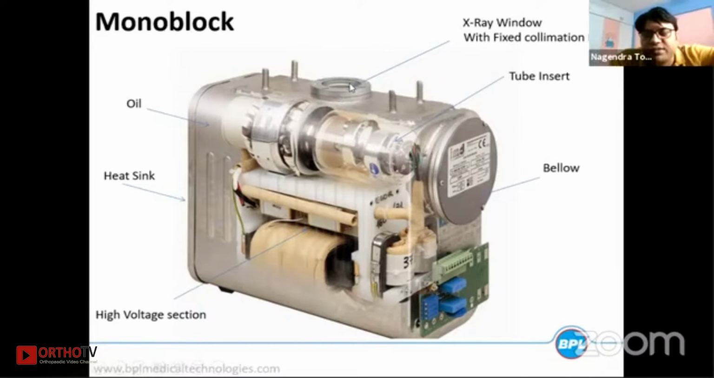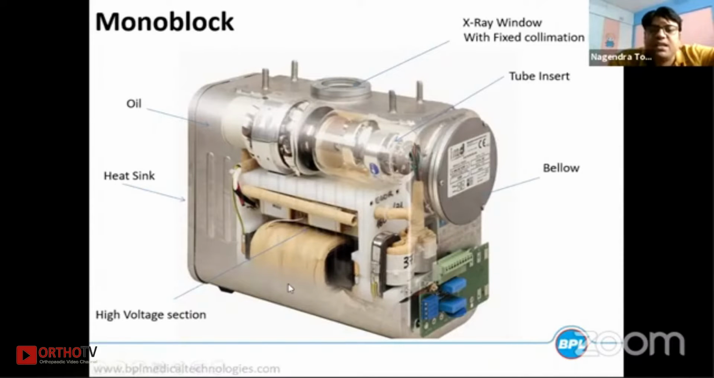It has obviously a fixed collimation ring, and this tube is covered by lead lining so that leakage is as minimum as possible. On this side, you will have a heat sink so that heat gets dissipated by the oil. On the right side, this is a bellow inside, so that when the temperature increases, the oil expands, and at that time the bellow works to adjust, so that no bubble should come even when the tube heats up.